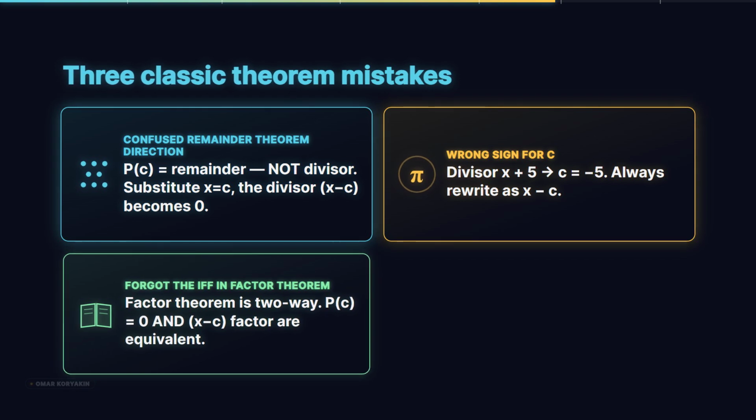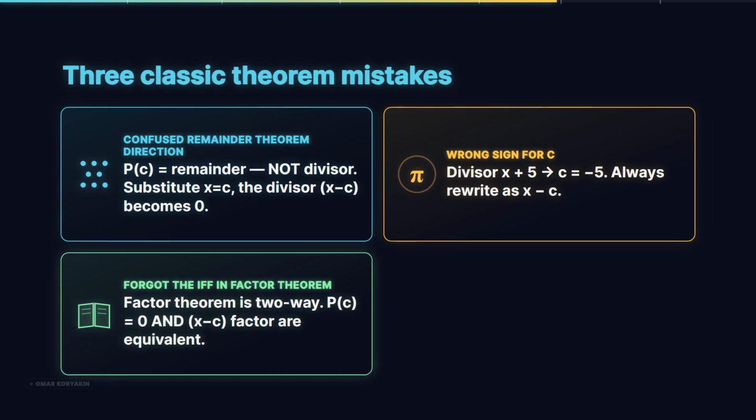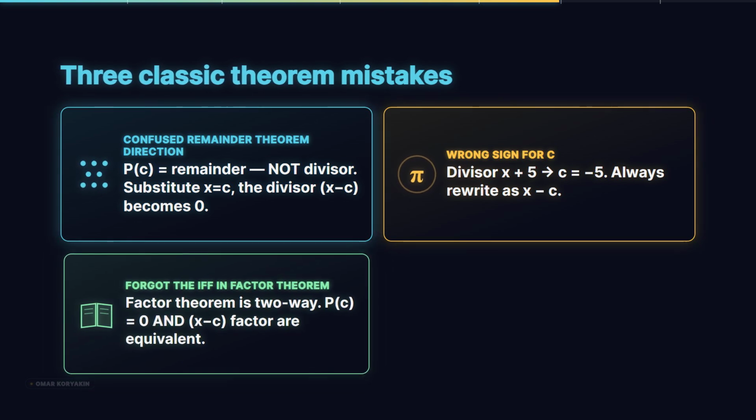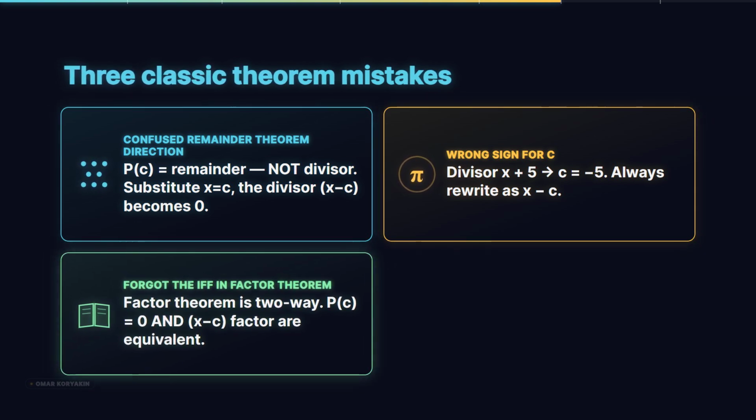The fix is to internalize the two-way nature. The statement p of c equals 0 and the statement x minus c divides p of x are exactly equivalent, with each implying the other. The remainder and factor theorems show up across polynomial evaluation, root finding, numerical analysis, and computer graphics continuously. Four broad sectors below where every working professional applies these theorems routinely.